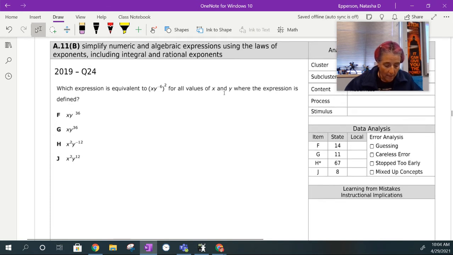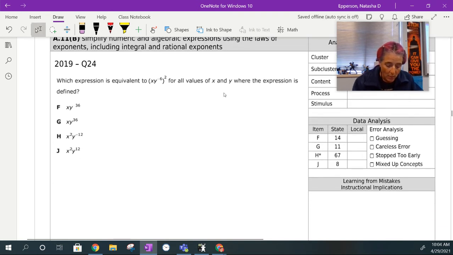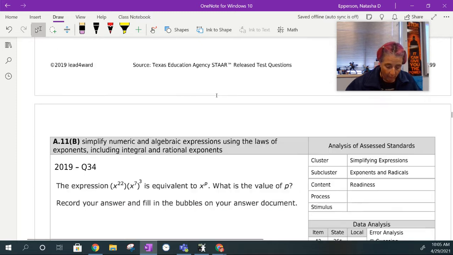So here we have the power rule happening. I know it's the power rule because we've got an exponent inside the parentheses and an exponent out. So I need to make sure that 2 gets distributed to all of those terms. So this becomes x squared times y to the 6 times 2 is -12. So that gives us our answer choice H.